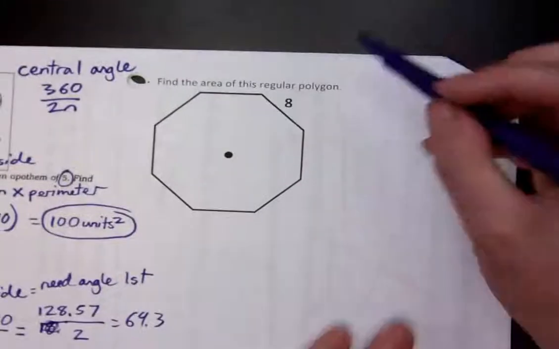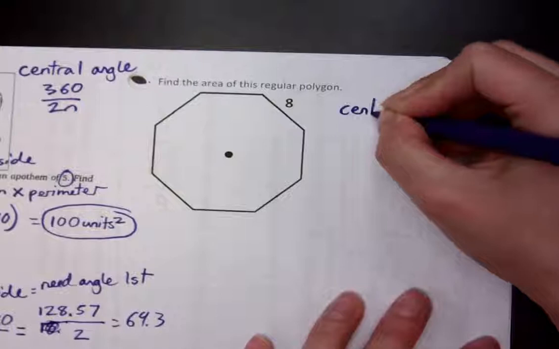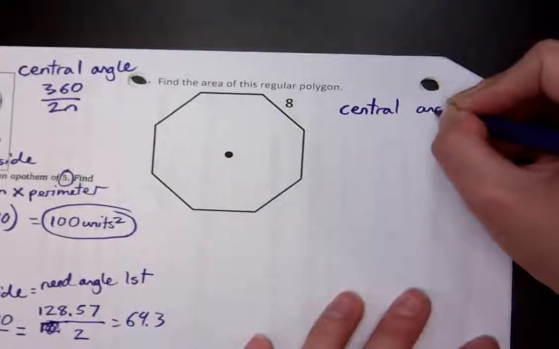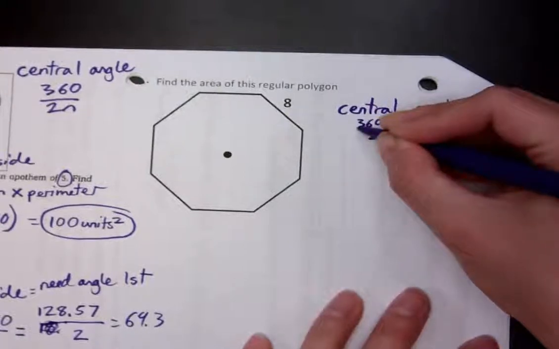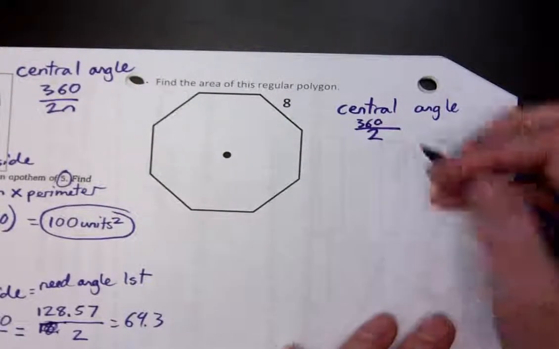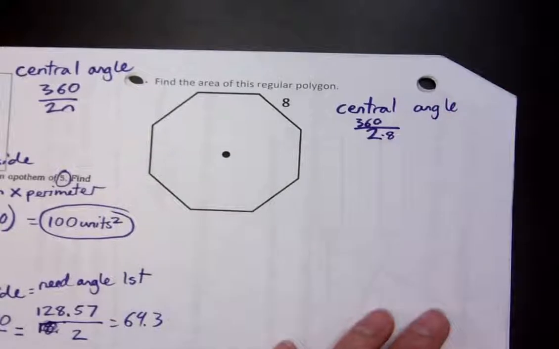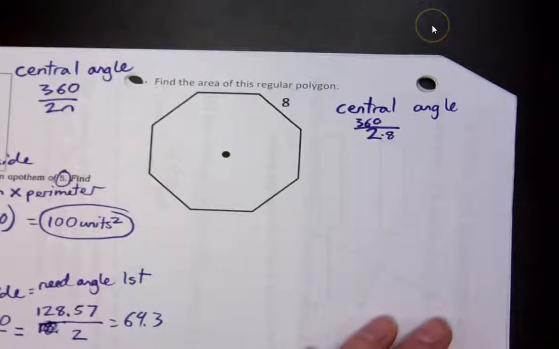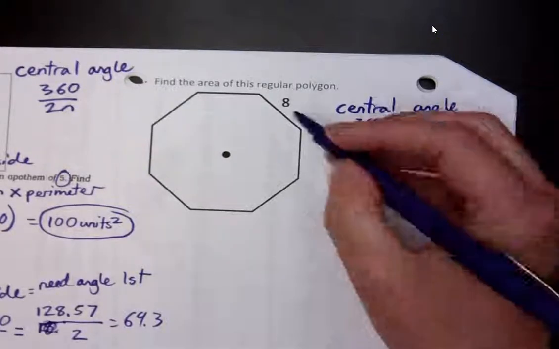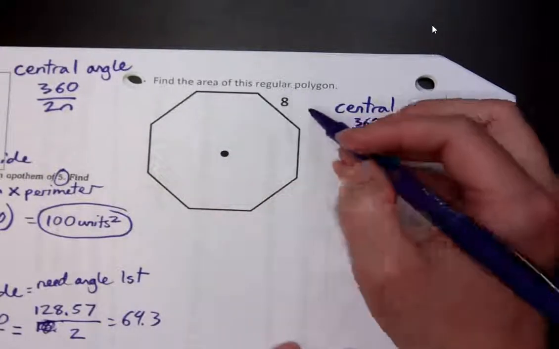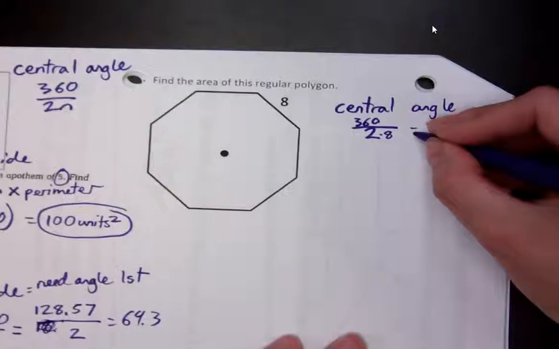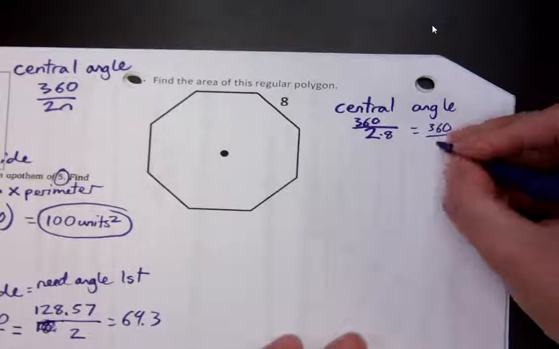Okay, so the next one, first we need to find the central angle. So what's our central angle formula? 360 divided by 2 times, how many sides are there this time? 8. So what's 360 divided by 16? 20. 20 or 22.5? 22.5. Where did y'all get 16? Okay, so there's 8 sides. Count up how many sides there are, and then times 2. 22.5. Yeah, 22.5.